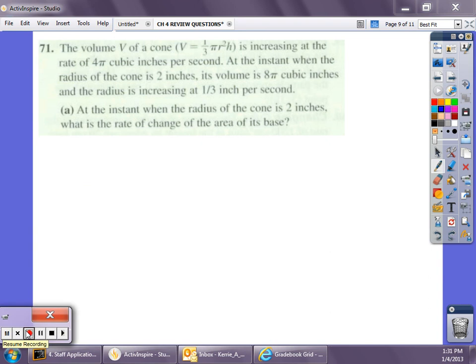All right, so last problem. The volume of a cone is increasing, so I know I saw the word increasing. It means this is probably a related rate. So if it's related rates, let me get myself ready.